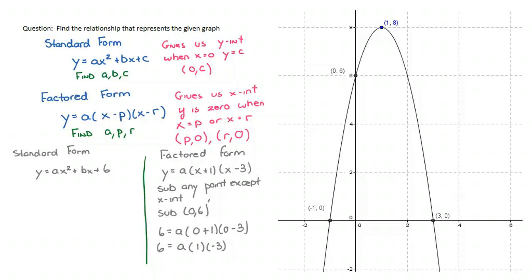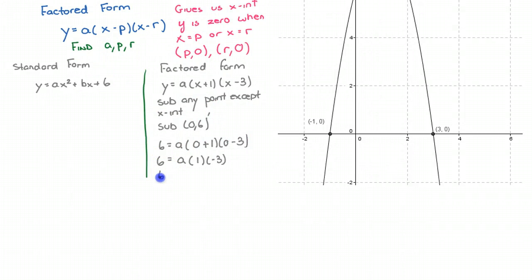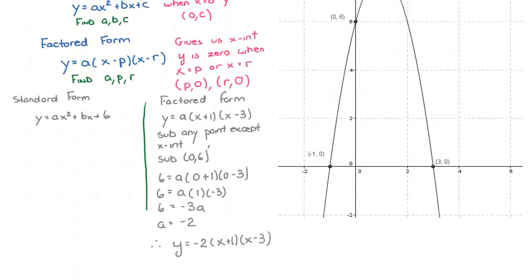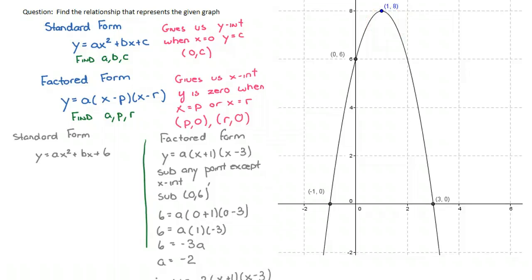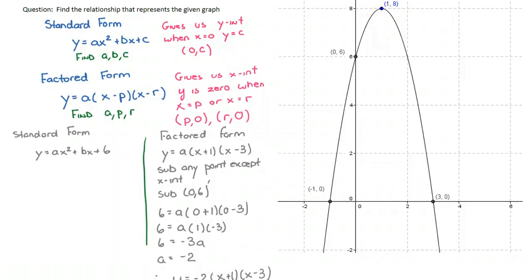If we continue with our algebra here, we get 6 is equal to -3a. So a is equal to negative 2. Therefore, in factored form, this would be y equals negative 2, x plus 1, x minus 3. And I actually feel quite good about this because notice, we see that this parabola opens down, and therefore a should be negative.